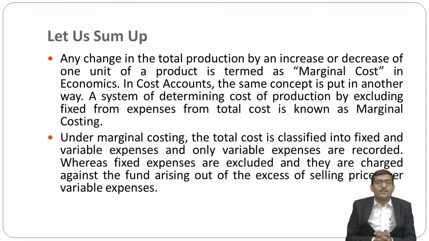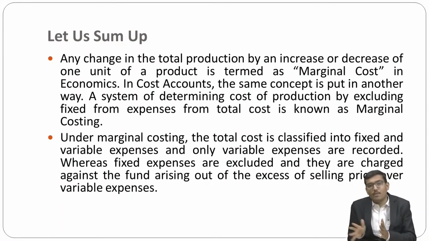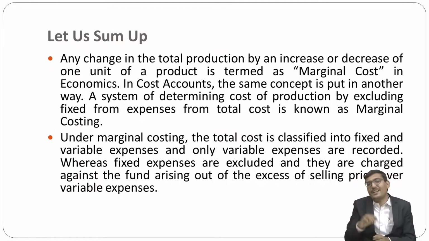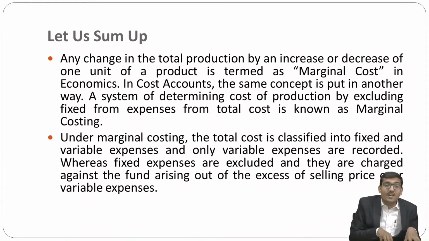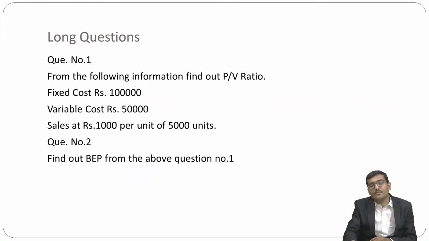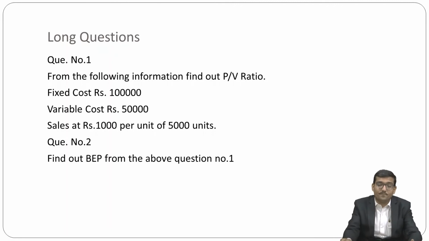Under marginal costing, the total cost is classified into fixed and variable expenses, or we can say fixed cost and variable cost, and only the variable cost is recorded in marginal costing, whereas the fixed cost or fixed expenses are excluded and charged against the fund arising out of the excess of selling price over the variable cost. So this is what, my dear friends, you learned in this particular chapter.